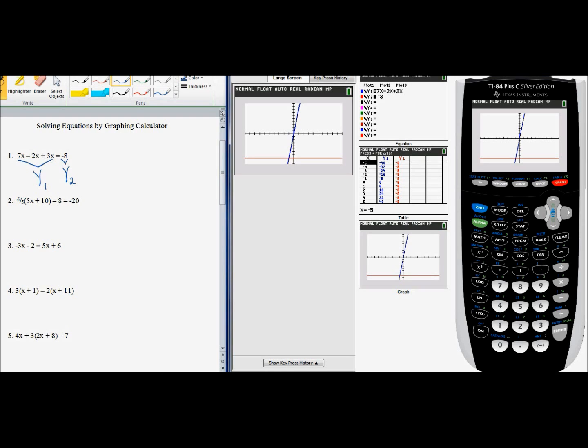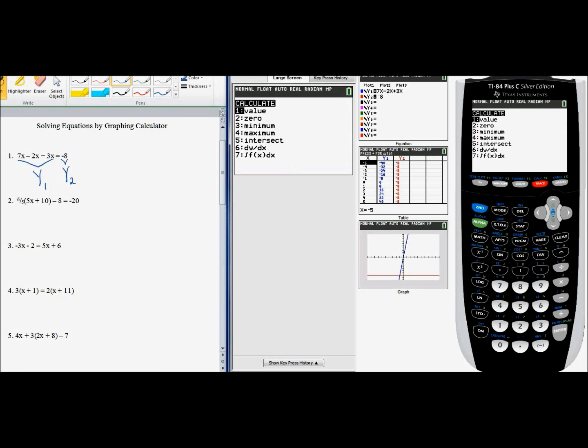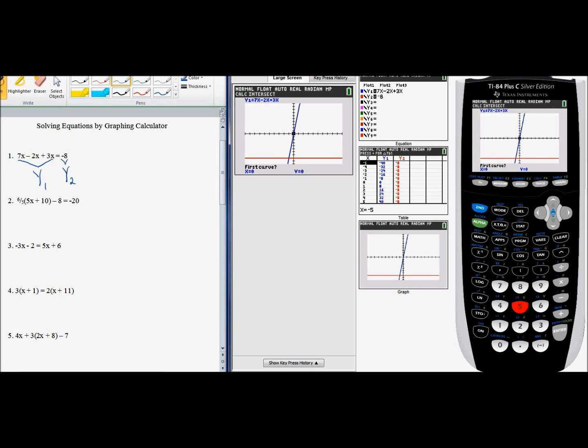So what I want to do is hit second and trace, and it'll take me to this screen that says calculate. Well, I want to calculate the intersection. So here it says intersection number 5. You can either use your arrow key and scroll down to 5, or you can just simply hit that number 5 on your keypad, and it'll take you back to the graph.